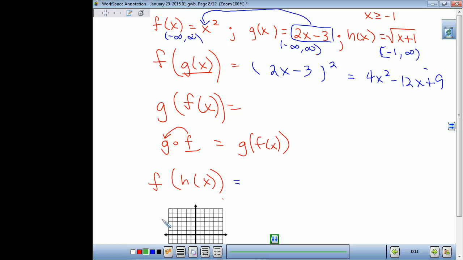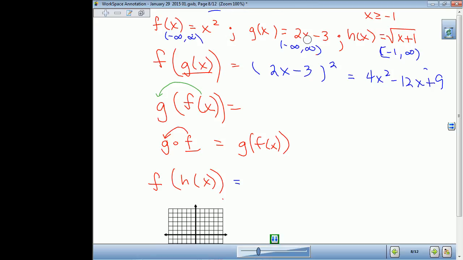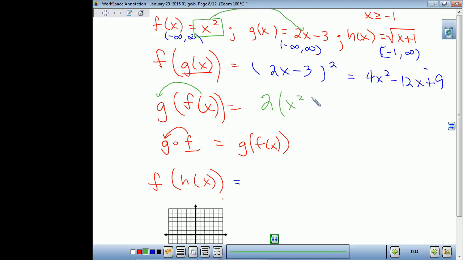Okay, now f gets plugged into g. So now we're going the other way. f gets plugged into g. So we get 2 times x squared minus 3. Oh wow, that's easy. 2x squared minus 3. Is it not more simple? Okay, it's pretty simple now.